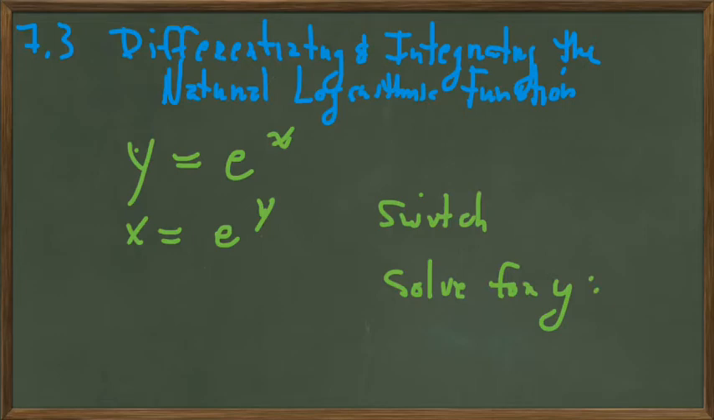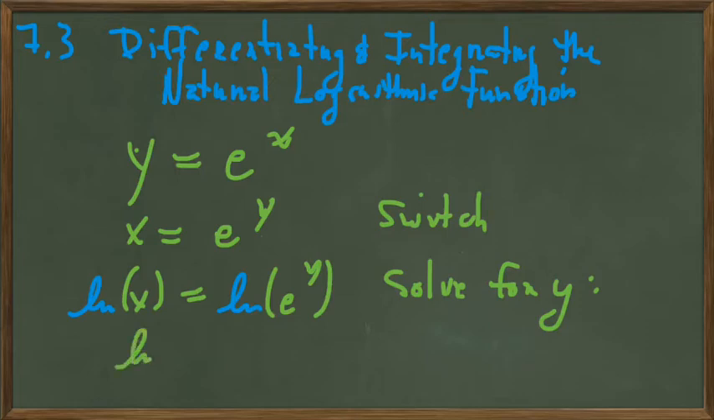So we get ln of x is ln of e to the y, and in simplifying, that gives us what? Ln of x, and ln of e to the y, well, that turns out to be, let's go to the next blackboard and see what it turns out to be.